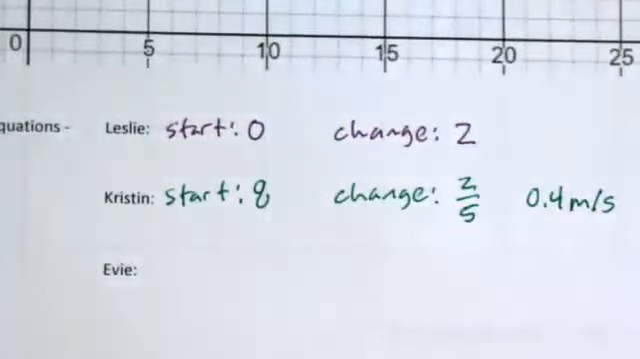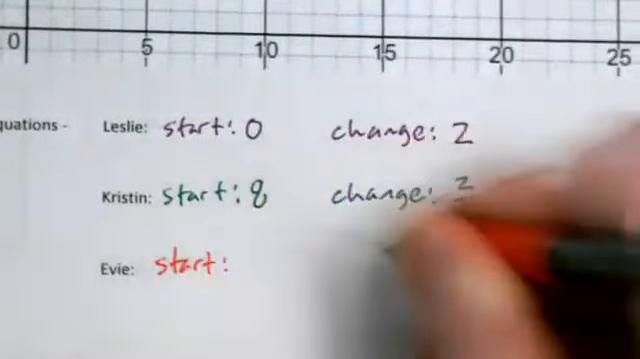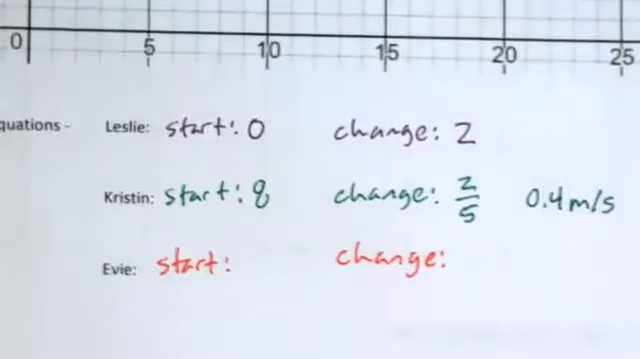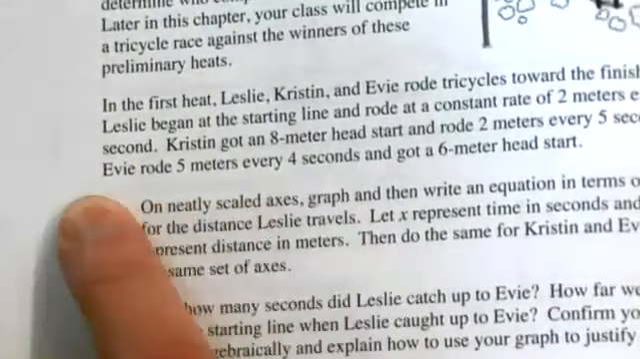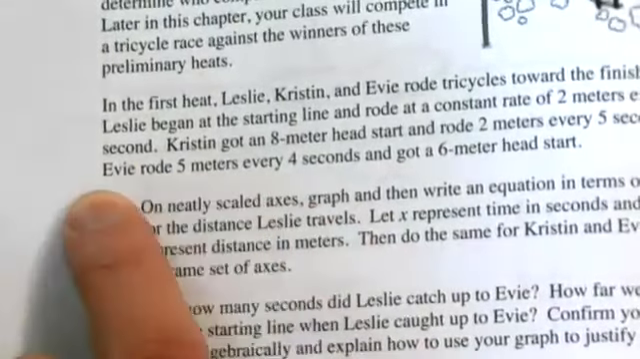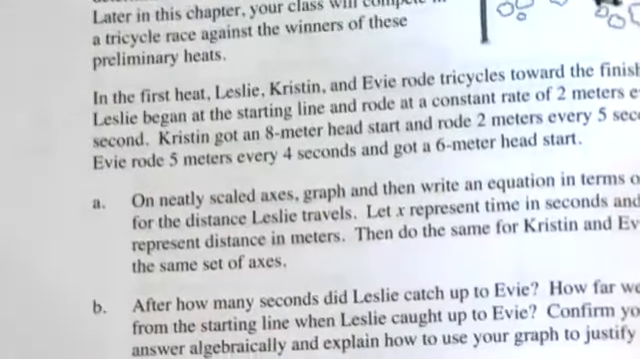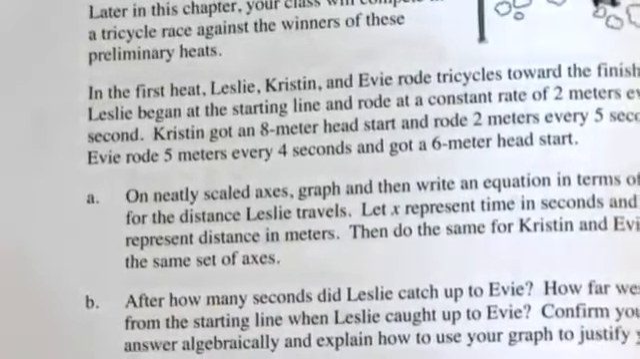All right, one last racer here. This is Evie. If you could please write down the word start and change, and then I will read the sentence. As you hear those numbers, be prepared to fill those numbers in the right place. All right. Evie rode 4 meters every, I'm sorry, let me start again. Flip my numbers. Evie rode 5 meters every 4 seconds and got a 6-meter head start.